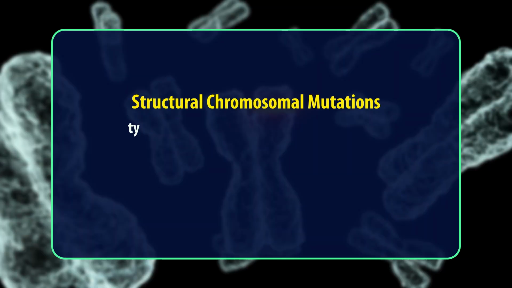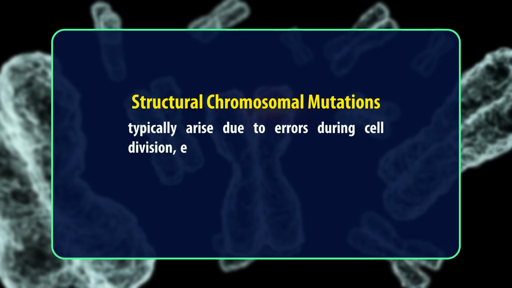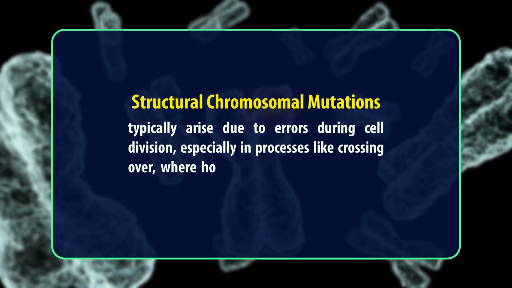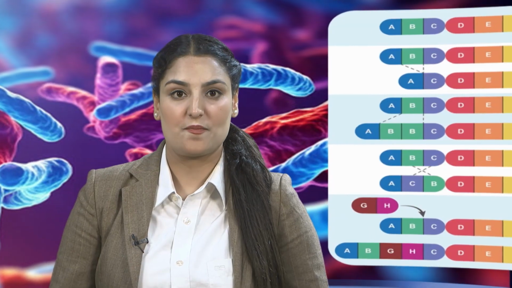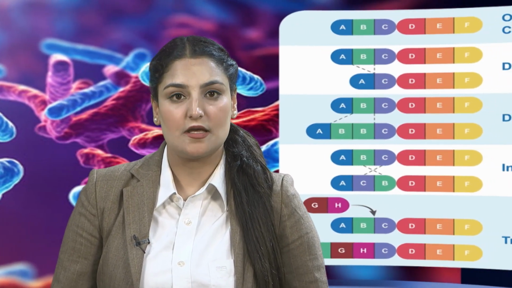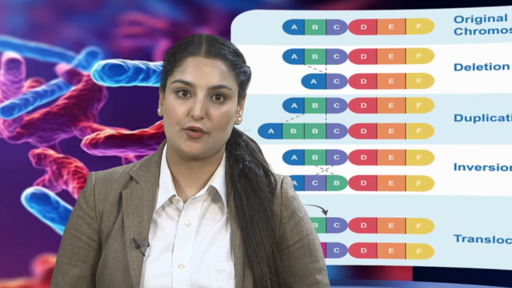Structural chromosomal mutations refer to large-scale alterations in the physical structure of chromosomes. These mutations typically arise due to errors during cell division, especially in the processes like crossing over, where homologous chromosomes may pair abnormally. Chromosomes naturally have the ability to bend, loop, and form sticky ends, making them prone to breakage and incorrect reattachment. As a result, segments of chromosomes may be lost, duplicated, inverted, or incorrectly relocated.